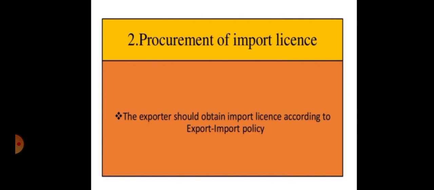The second step in the import trade procedure is procurement of import license. After making the trade inquiry and getting satisfied with the exporter from whom he is going to buy the goods and services, he obtains the import license. The importer should obtain the import license according to the export-import policy.